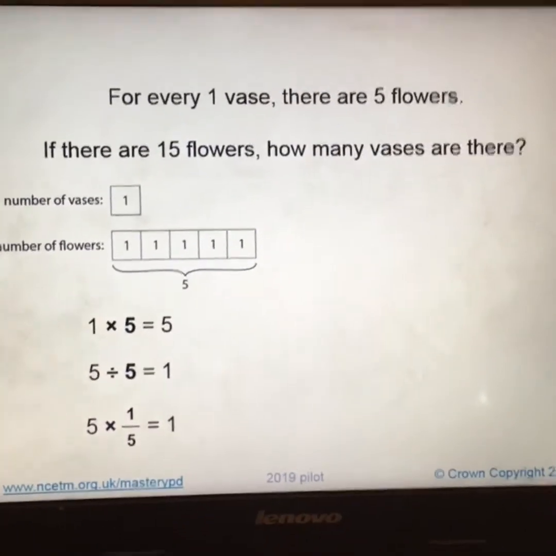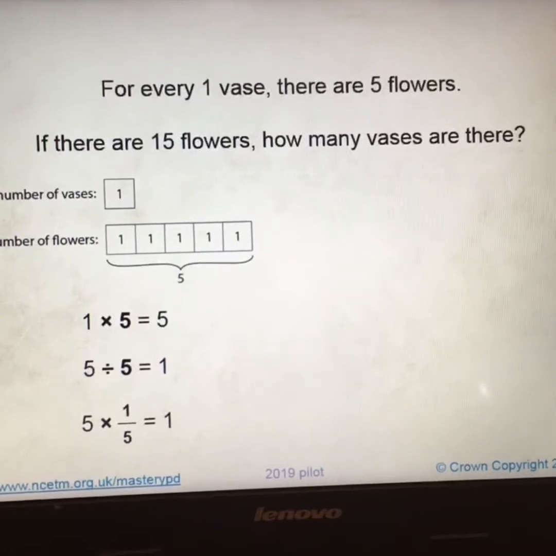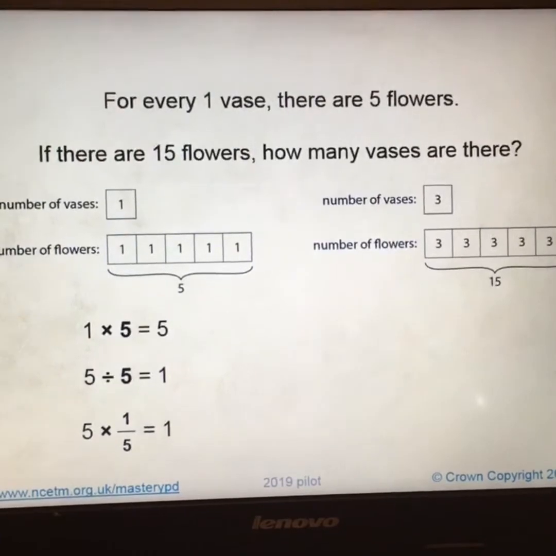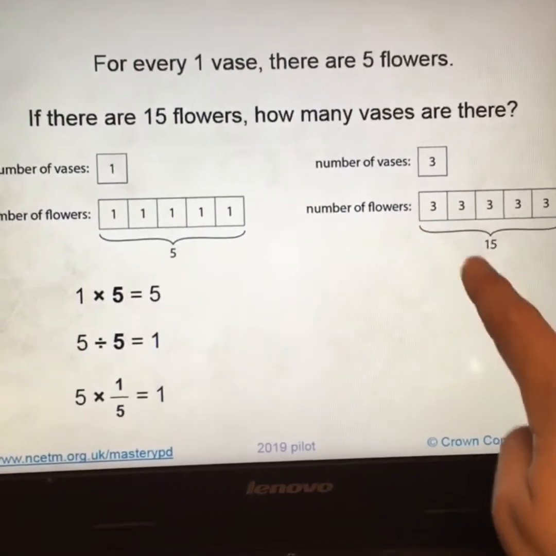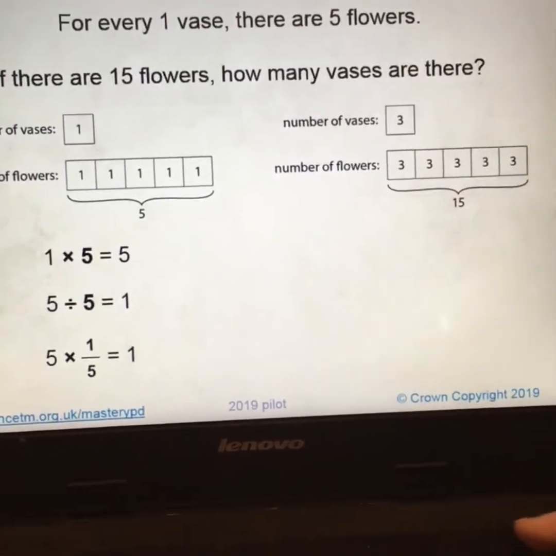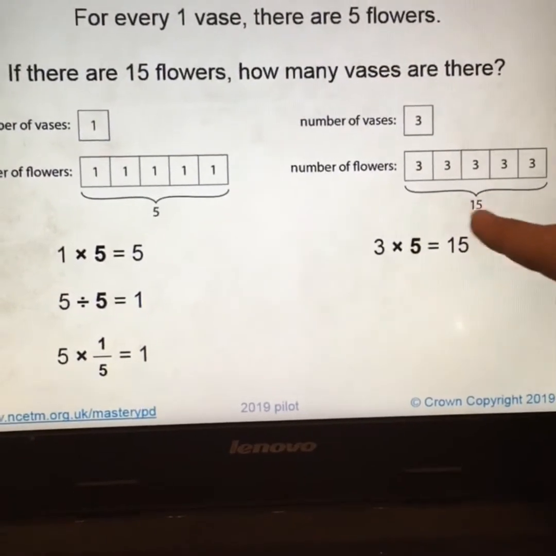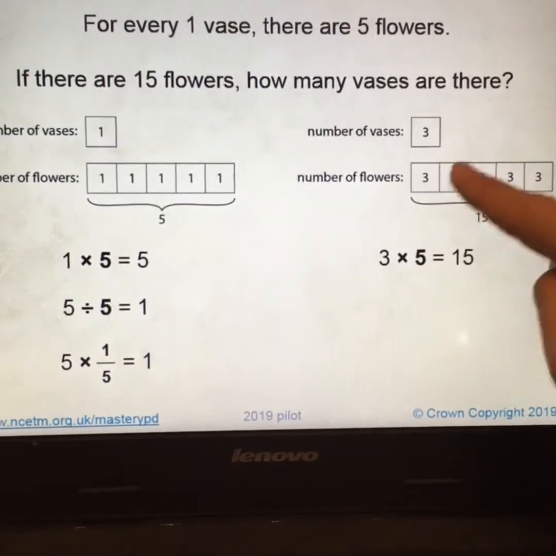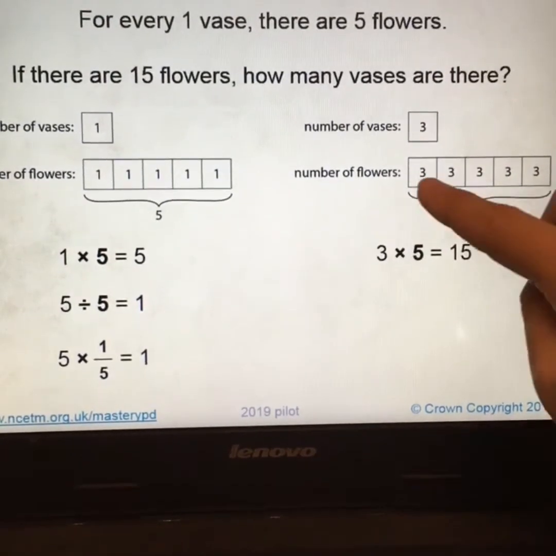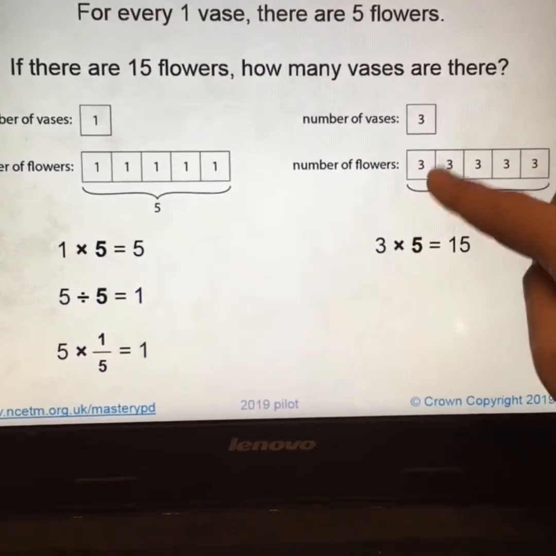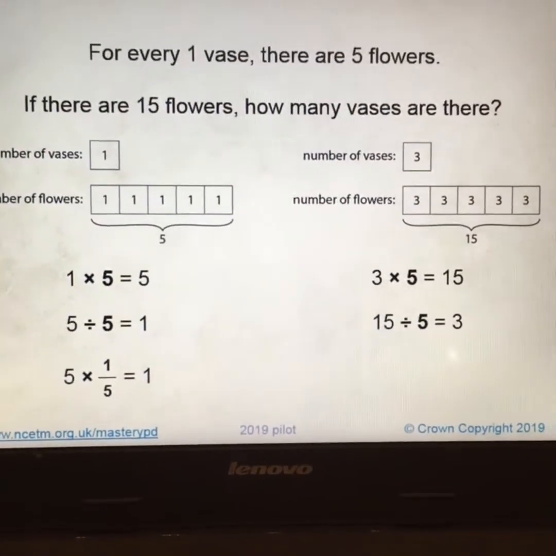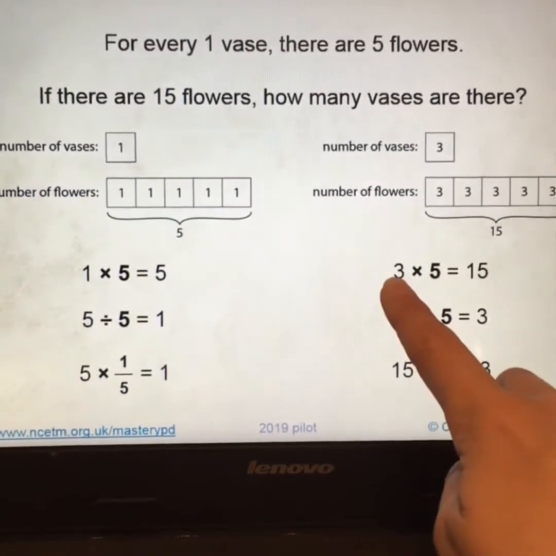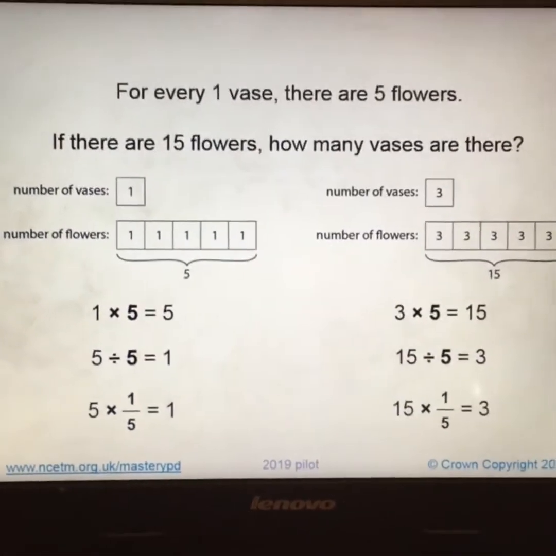So this time, rather than me telling you how many vases there are, I'm going to tell you how many flowers there are in total. So now I am telling you that the total number of flowers is 15. So I know that there are 5 flowers for every 1 vase. So 15 split into 5 parts. 15 divided by 5 would be 3, which tells me that there are 3 vases. So 15 divided by 5 is 3. 15 times a fifth is 3. And I can check it because if there were 3 vases with 5 flowers in each, there'd be 15 flowers in total.